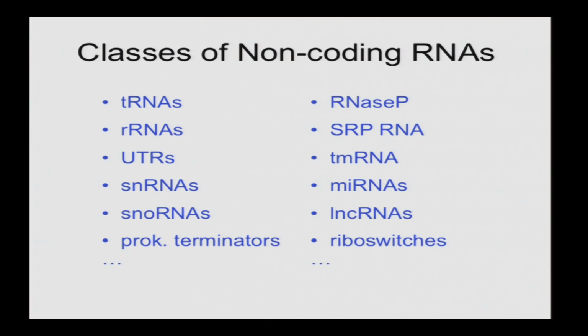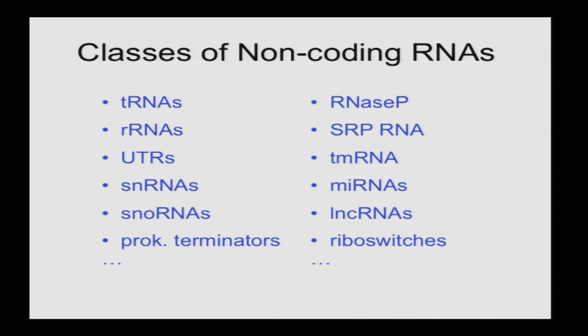Everyone knows tRNAs, rRNAs. You can think of UTRs as being non-coding RNAs. They often have structure, and that can be involved in regulating the message. snRNAs are involved in splicing. snoRNAs, small nucleolar RNAs, are involved in directing modification of other RNAs, such as ribosomal RNAs and snRNAs, for example.